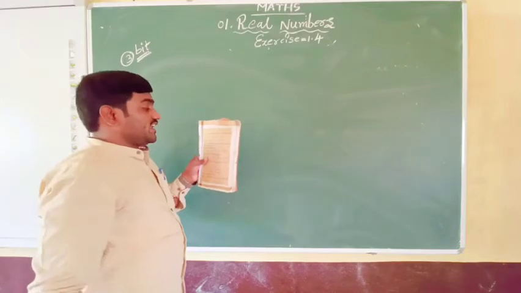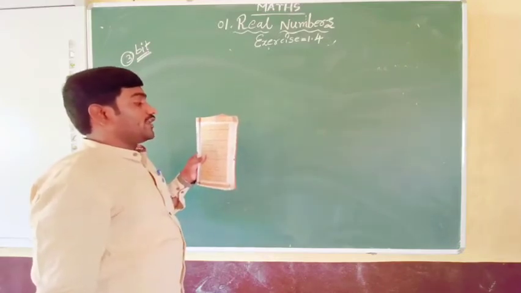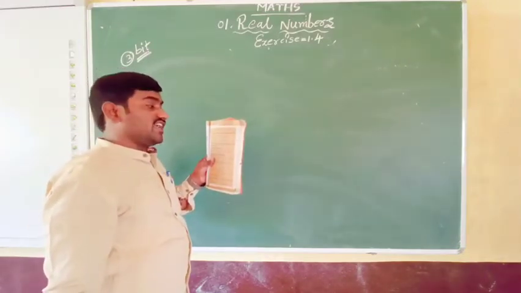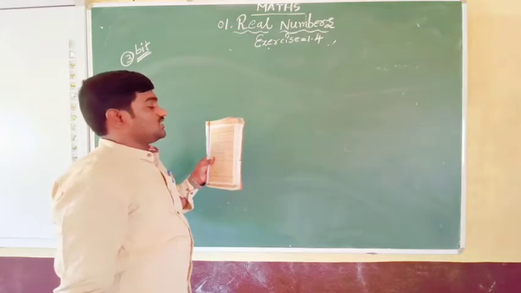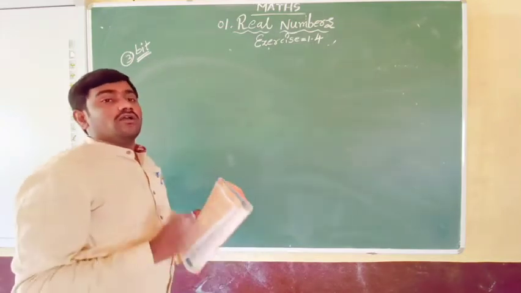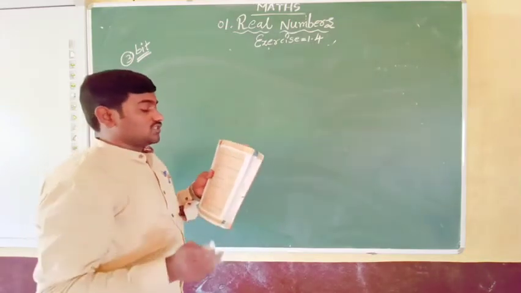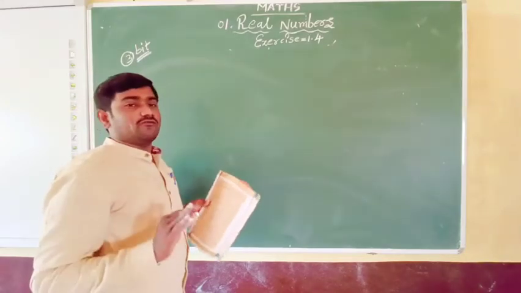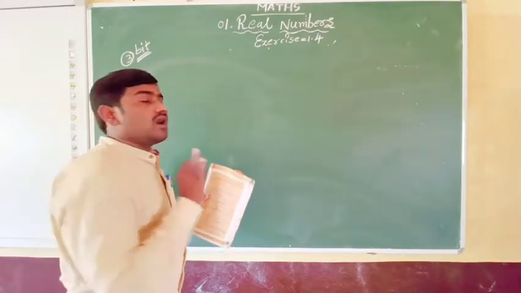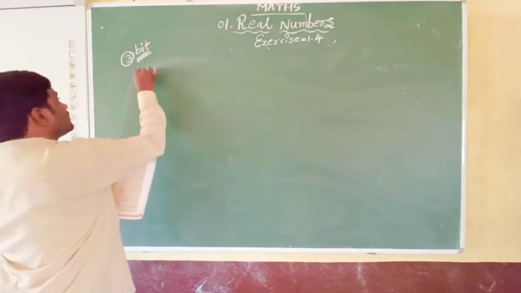In the following equations, find whether the variables x, y, z, etc. represent rational or irrational numbers. So here they are given some questions. Six questions are given, and we need to identify whether they are rational numbers or irrational numbers. So let me write them all here.